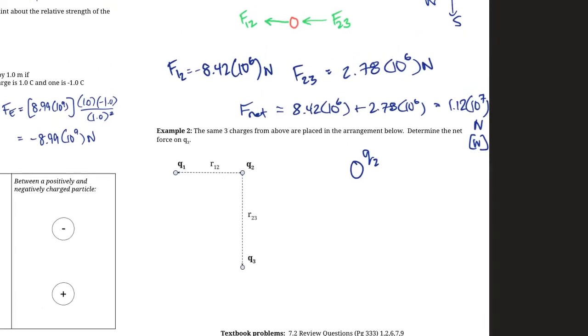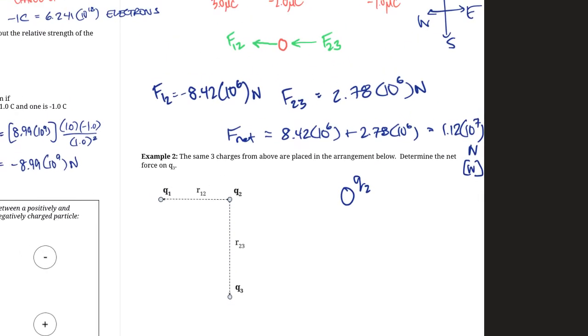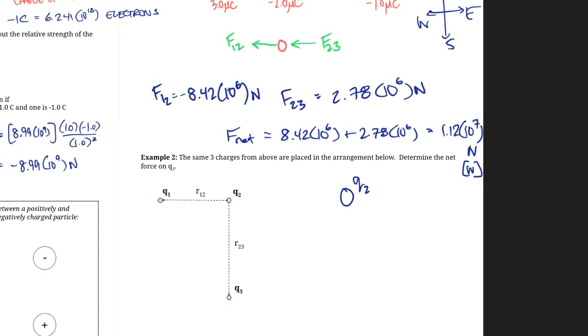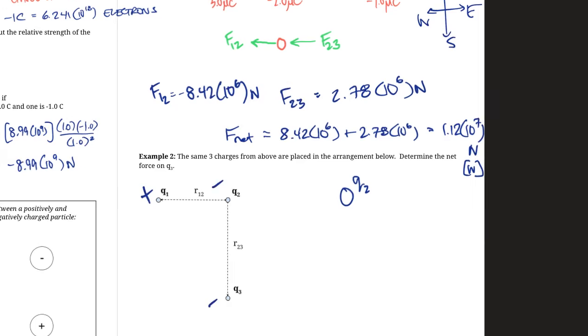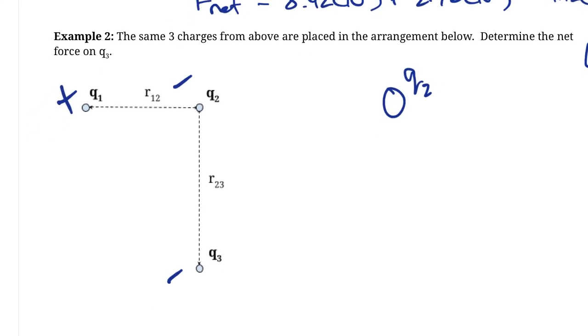So I'm going to start off with a free body diagram, and we know that Q1 is our positive charge, Q2 is our negative charge, and Q3 is our negative charge as well. So let's think about the direction of the forces acting on Q2. Between 1 and 2, there's going to be an attractive force, so they're going to be attracted together. So this is going to be the force between 1 and 2. It's going to be to the left, right?